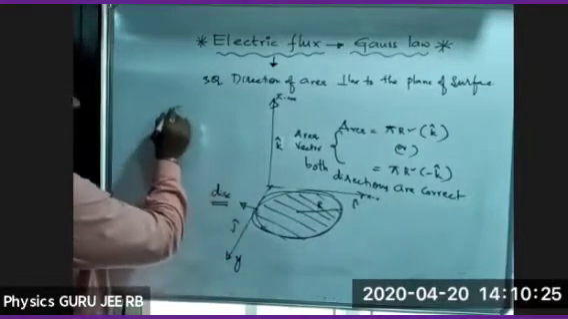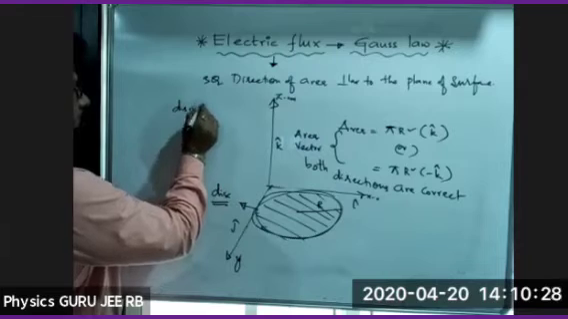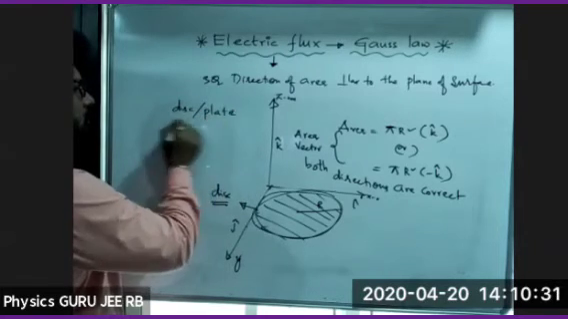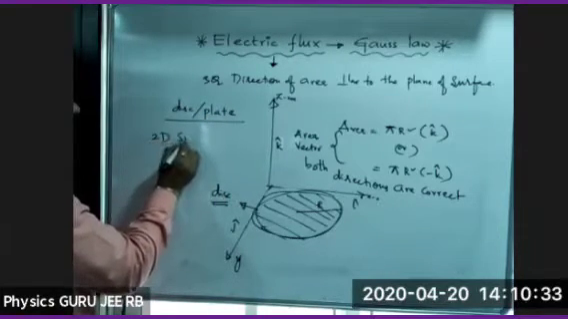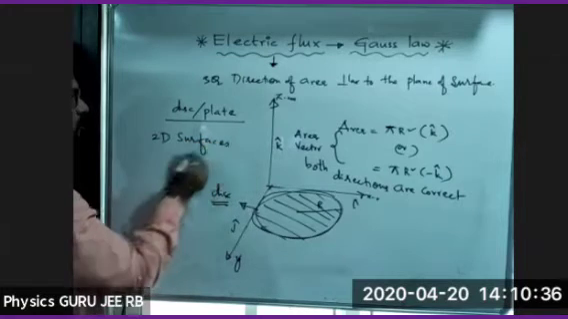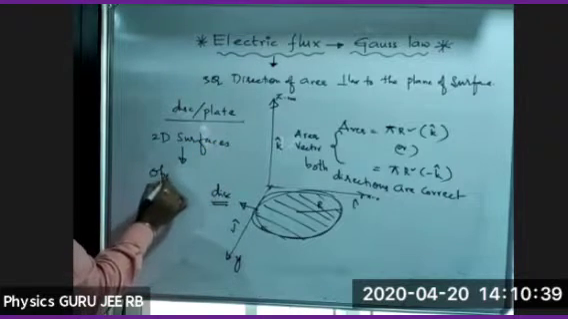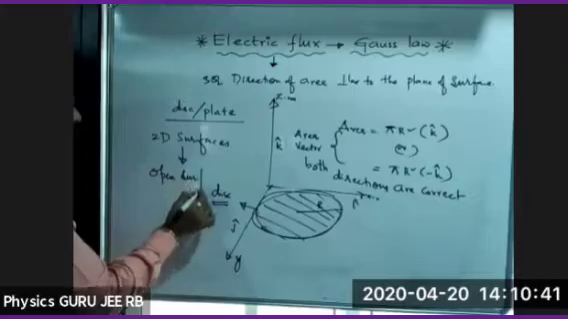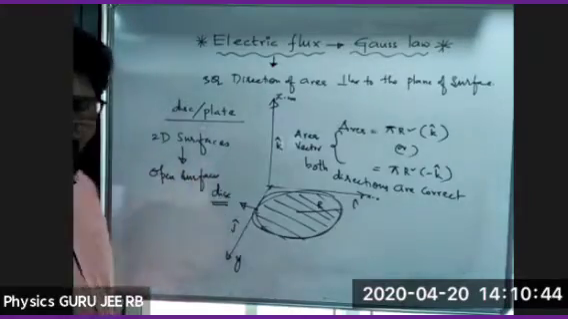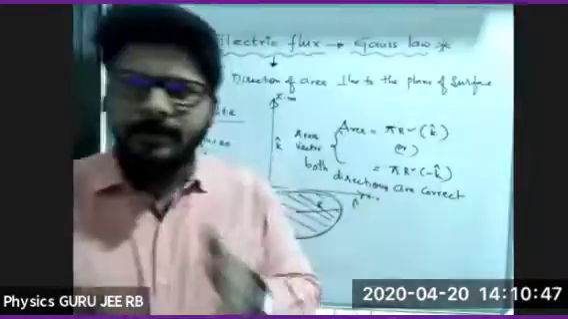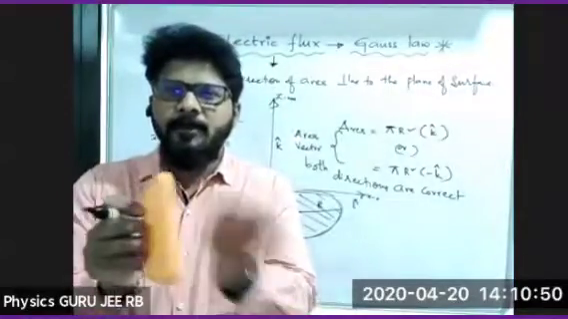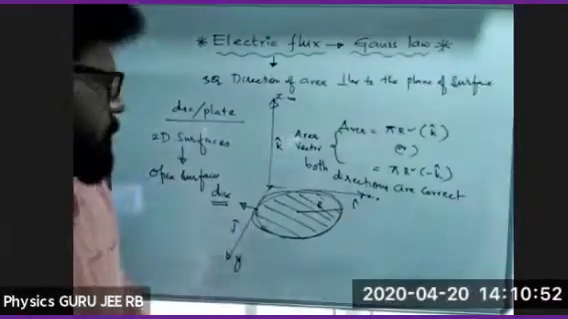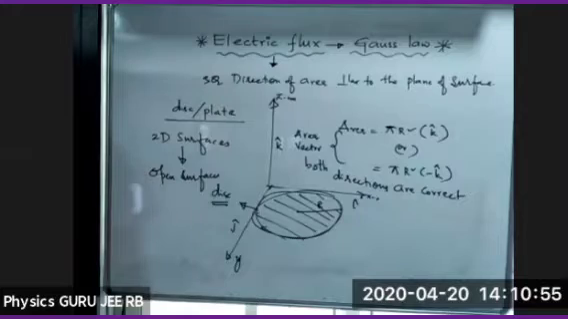So this is nothing but a disk or a plate. It's nothing but a 2D surface. 2D surfaces are also called open surfaces. Open at both the sides, right? See, this is open this side and this side also open. Okay, you just take a screenshot. If you have any doubts, you can ask me.